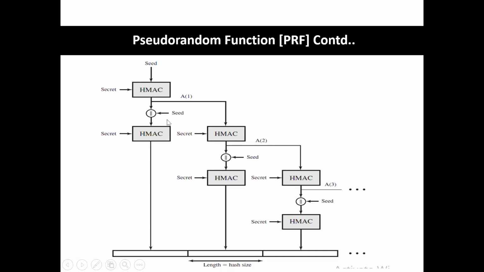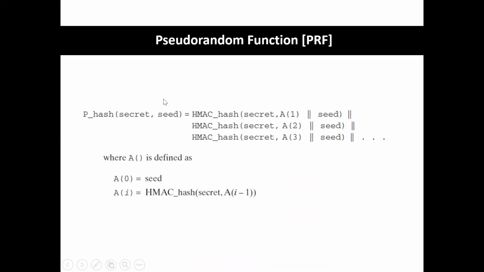Then you pass that as input to the HMAC hash function. For this you provide another input, the secret. This is the HMAC hash. It generates the hash value for one block of the data. The length of this is the hash size. To generate one block of the data we need the HMAC algorithm. First you pass the secret as input, and you also append the seed and A(1). So this generates one block of the data.